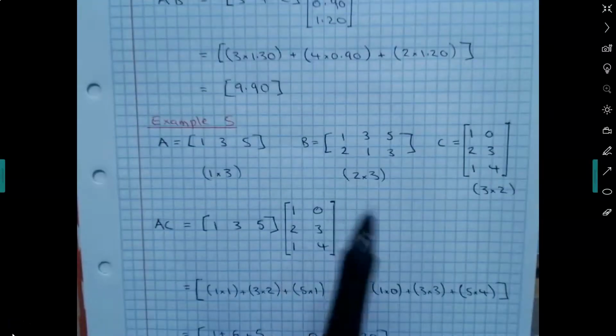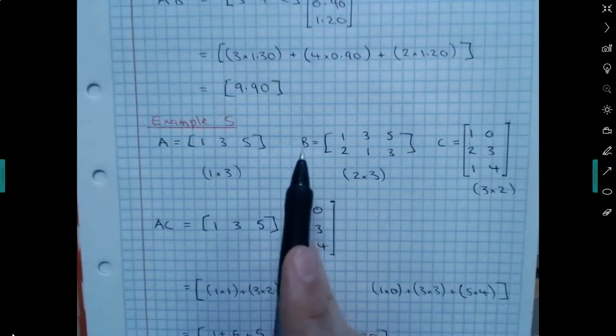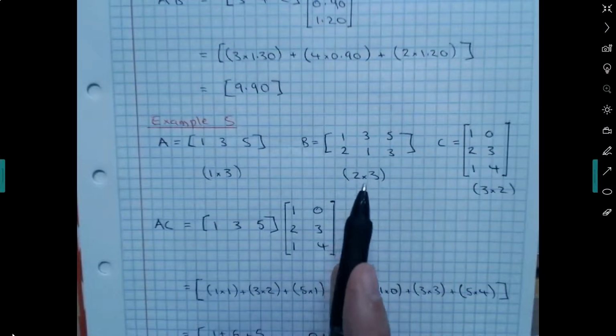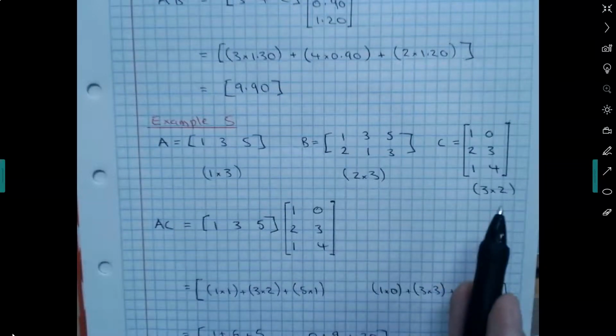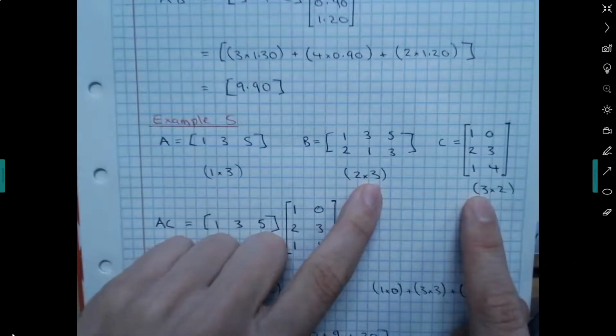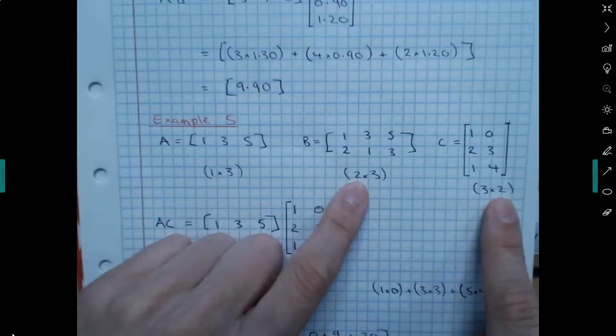So the next multiplication we're going to do is B times C. We're going to do BC. So remember, check the order. This is a 2 by 3. This is a 3 by 2. Because those are both 3's, can I do the multiplication? Yes. And the resulting matrix is going to be a 2 by 2.